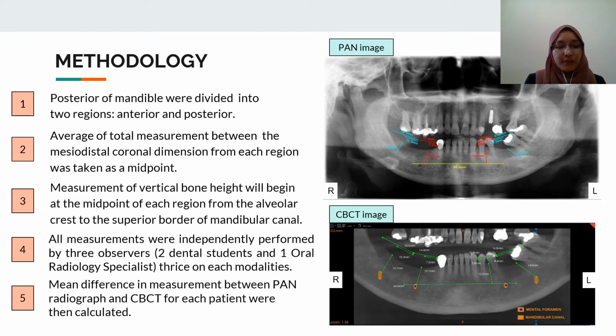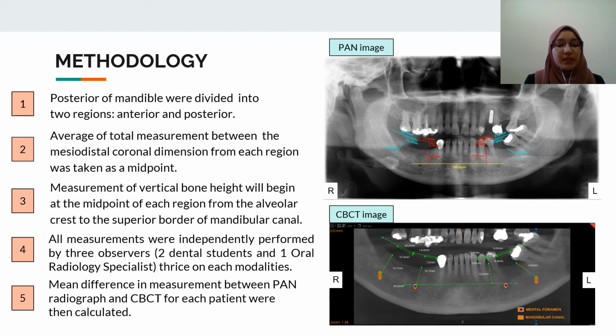For measurement of vertical bone height, the reference point was established from the alveolar crest to the superior border of the mandibular canal. Therefore, the measurement will begin at the midpoint of the total mesodistal coronal dimension of each region from the alveolar crest to the superior border of the mandibular canal.